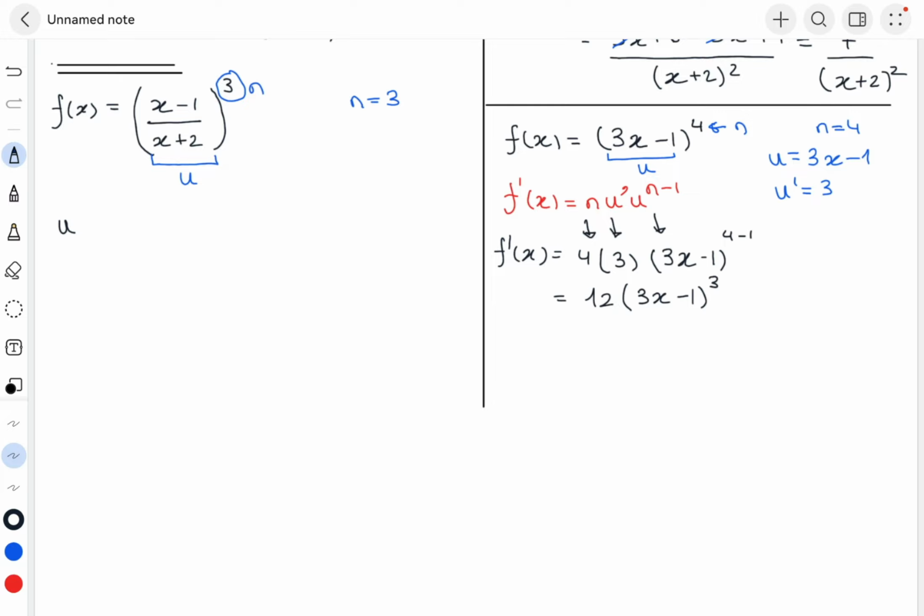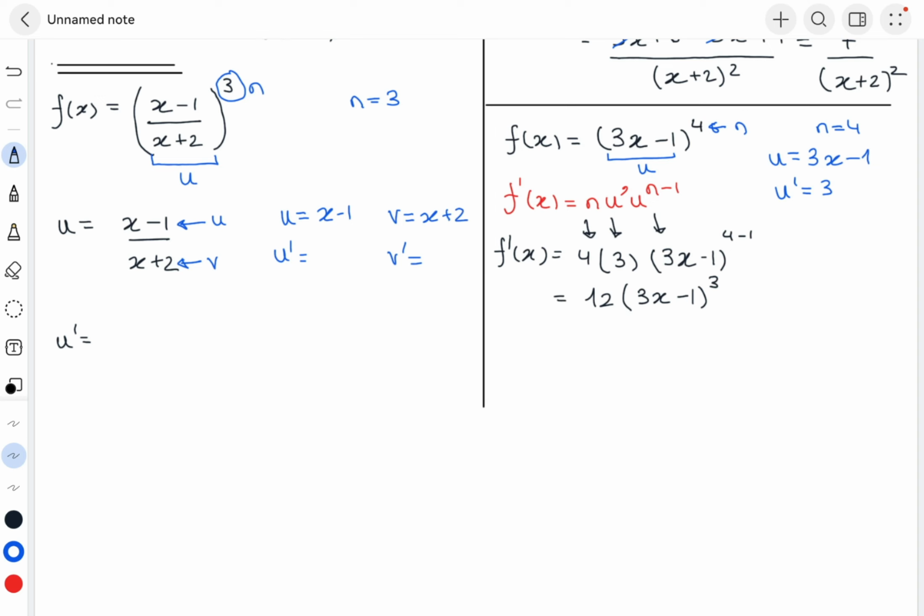Our u is x minus 1 over x plus 2. Now we need to find u prime. To find u prime, we need to take the numerator as u and the denominator as v. U equal, v equal, u prime equal, and v prime equal. U is x minus 1 and v is x plus 2.